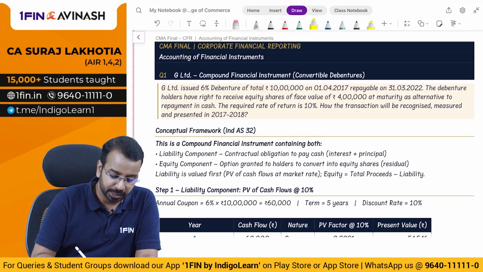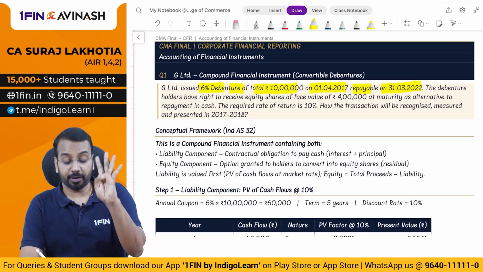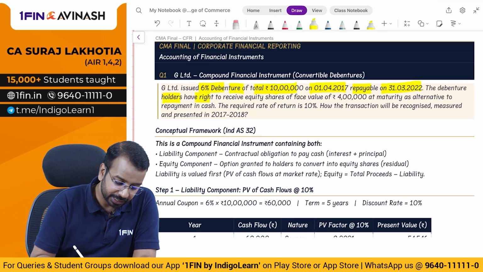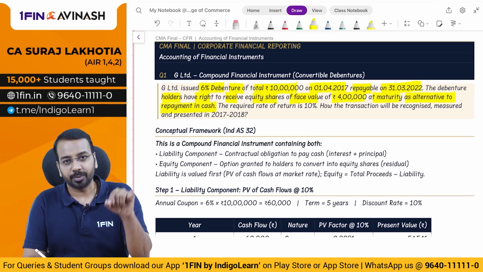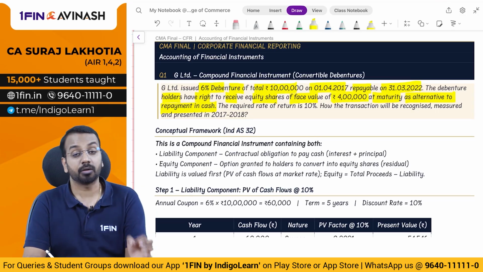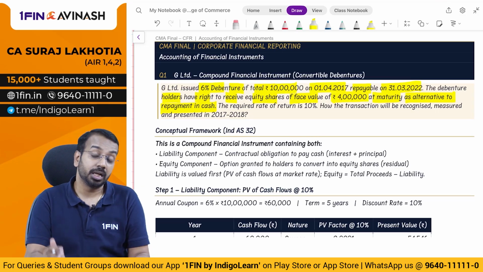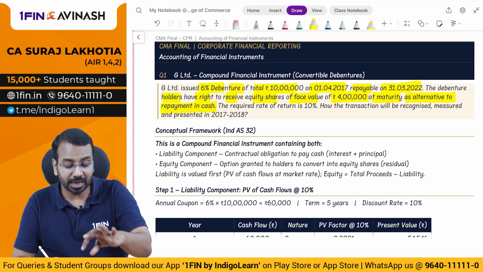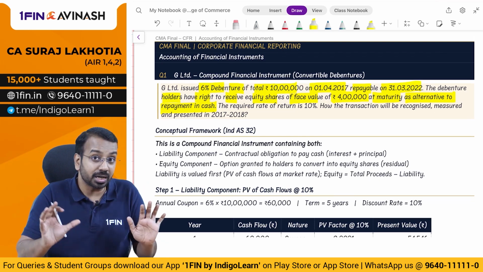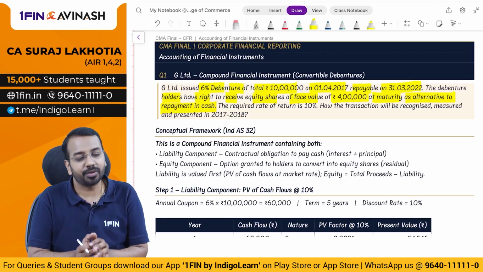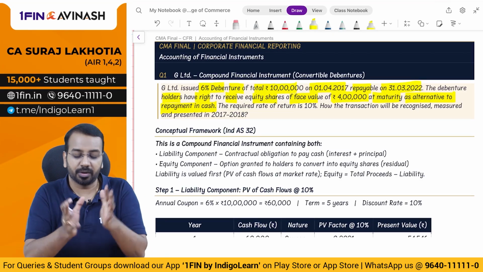G Limited issued 6% debentures of total 10 lakhs on 1st of April, repayable on 31st March of 22, so 18, 19, 20, 21, 5 years. The debenture holders have a right to receive equity shares of face value 4 lakhs at maturity as an alternative to repayment in cash. So at maturity date, you can get 4 lakhs face value of shares. Sir, is the number of shares fixed here? See, 4 lakhs face value is fixed, which means if the face value is 10, the number of shares is fixed. We are not saying 4 lakhs worth of shares, we are saying 4 lakhs face value of shares. So the number of shares is fixed.